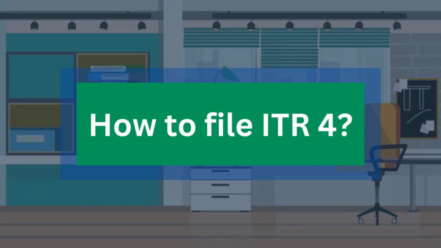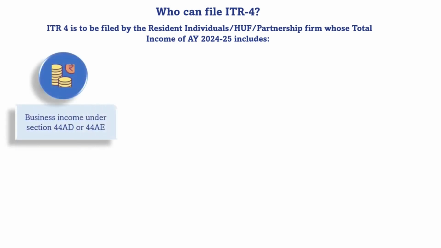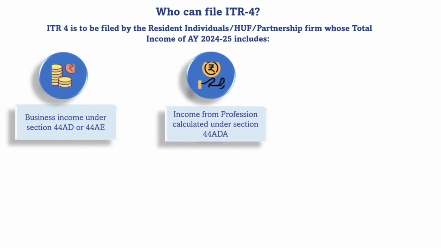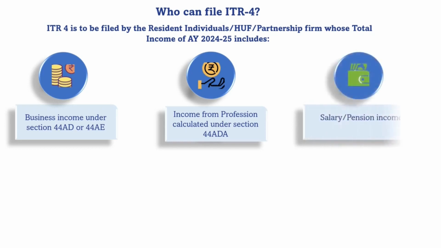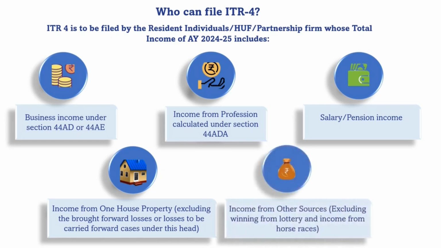This video is on how to file Form ITR-4. Form ITR-4 is required to be filed by those resident individuals, HUF, or partnership firms whose total income for assessment year 24-25 includes business income under Section 44AD or 44AE, income from profession calculated under Section 44ADA, salary or pension income, income from one house property excluding brought forward losses or losses to be carried forward under this head, or income from other sources, excluding winnings from lottery or income from horse racing.